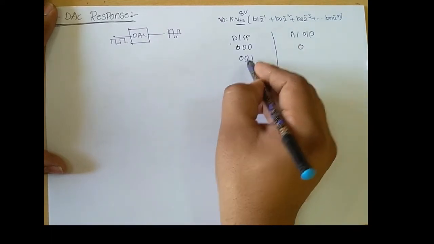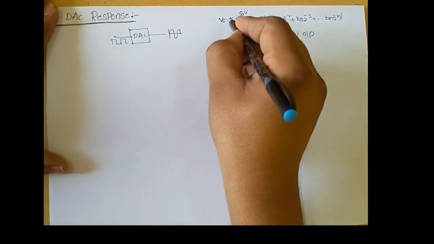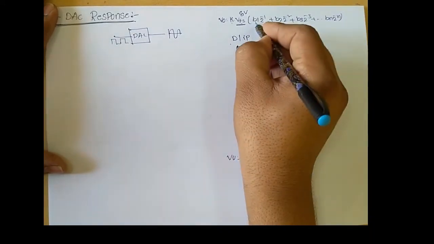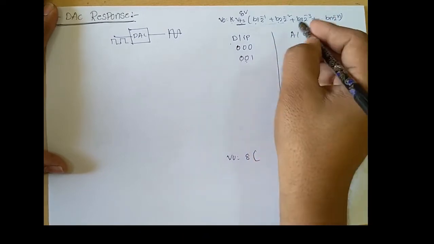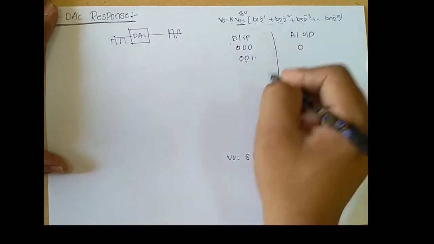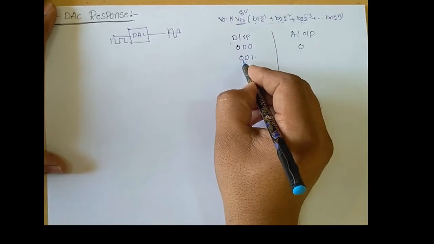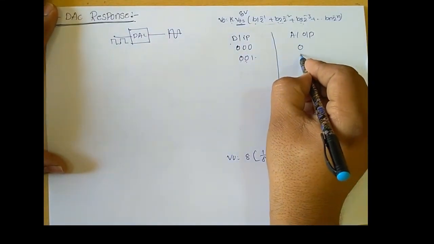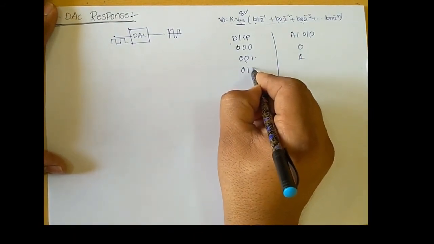Substituting these values, we get the output voltage V0 equal to K, where K equals 1, and Vf we can also assume is 8 volts. That is 8 into the B1 value, 0, and the B2 value also 0, so these become 0, and the B3 value is 1 into 2 power minus 3. Simplifying this, we get 1 by 8 into 8, equal to 1 volt. So giving the 001 bits as input to this digital to analog converter, we get the output equal to 1 volt.